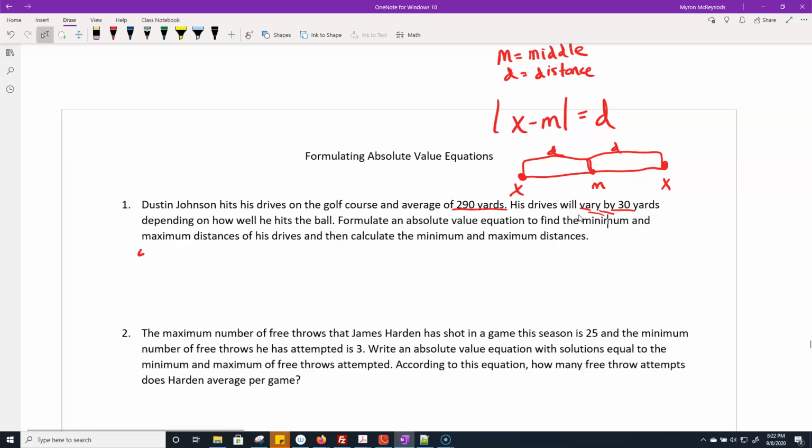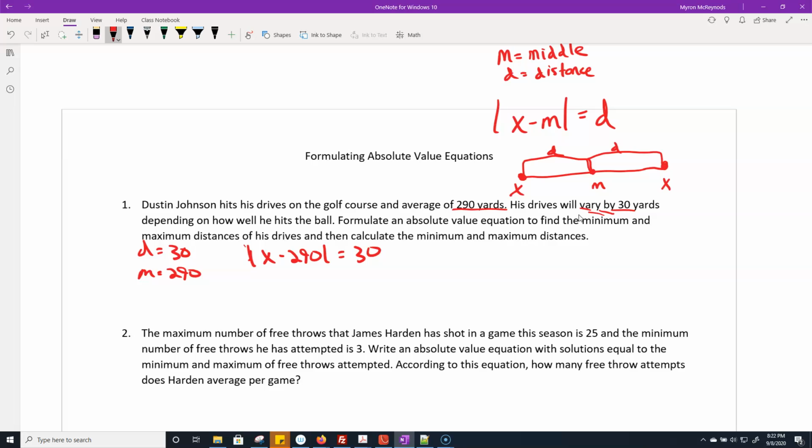The d that it goes in both directions is 30. That's the distance it could go, and the m would be 290, like his average striking distance. That's kind of the middle, right? So my formula would be |x - 290| = 30.